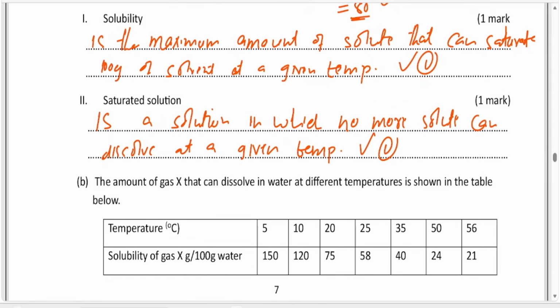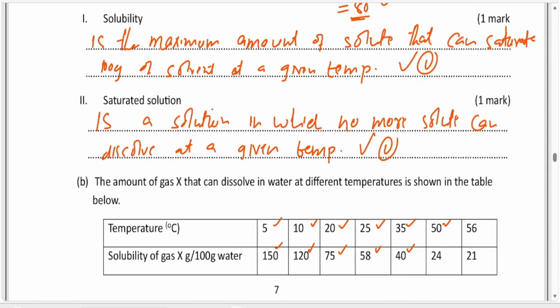Then we have part B of question number 5. The amount of gas X that can dissolve in water at different temperatures is shown in the table below. We have temperature at 5 degrees Celsius, the solubility is 150 grams per 100 grams of water. At 10 is 120 grams per 100 grams of water. At 20 is 75 grams per 100 grams of water. At 25 degrees Celsius, the solubility is 58 grams per 100 grams of water. At 35, the solubility is 40 grams per 100 grams of water.